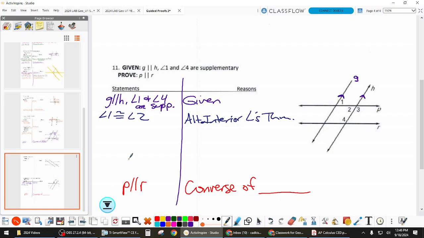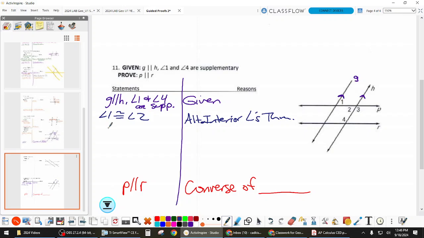I want you to look. 1 and 4 are supplementary, but 1 is 2. So if we did this the short way, what could I write next? 2 and 4 are supplementary. Substitution. And then I'm done. This is true because converse of same side interior angles postulate.